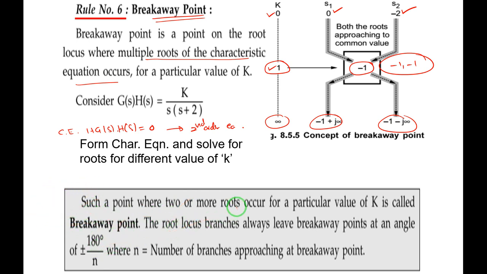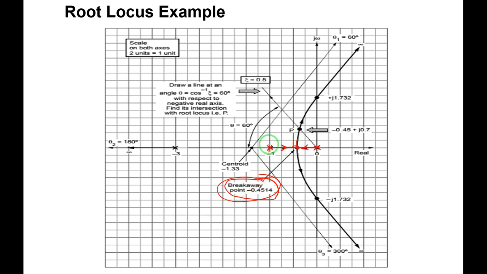You can see here, the branches will always start from poles. So the branches start and come to this breakaway point. They depart at an angle of plus or minus 180 degrees divided by n. What is this n? This is the breakaway point. How many branches are approaching this breakaway point? This is one branch and this is another, so two branches. So here n is equal to 2.